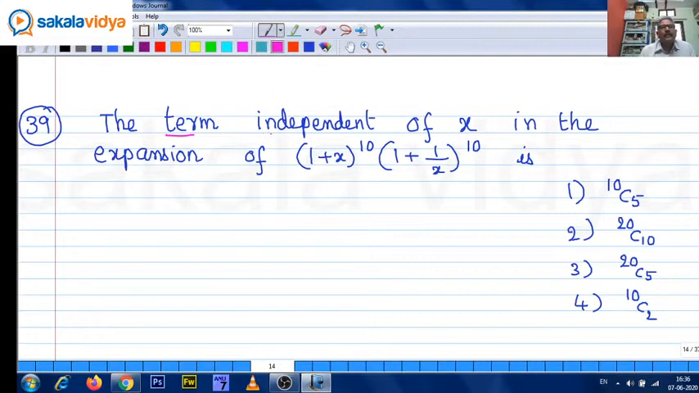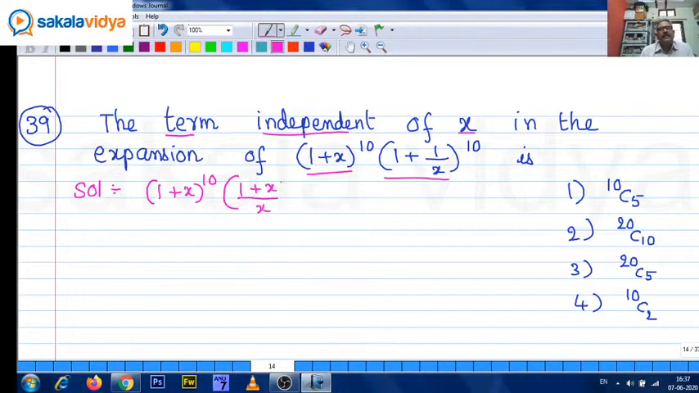The term independent of x in the expansion of (1+x)^10 multiplied by (1+1/x)^10. First let it be simplified now. Here see the solution. This can be written (1+x)^10 multiplied by ((1+x)/x)^10. This equals (1+x)^20 multiplied by 1 by x^10.